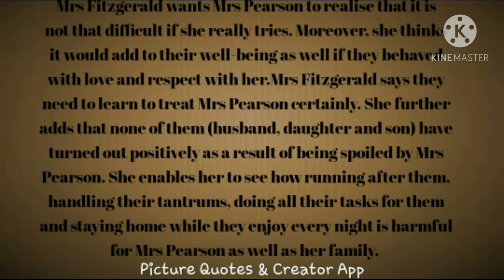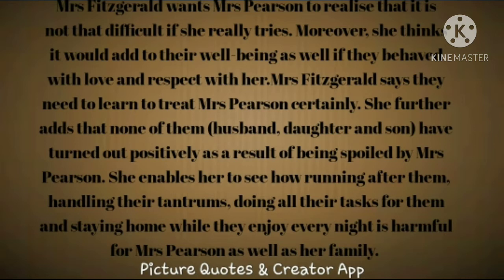Mrs. Fitzgerald says that they need to learn to treat Mrs. Pearson certainly. She further adds that none of them, that means Mrs. Pearson's husband, daughter, and son, have turned out positively as a result of being spoiled by Mrs. Pearson. She enables her to see how running after them, handling their tantrums, doing all their tasks for them, and staying home while they enjoy every night is harmful for Mrs. Pearson as well as her family.